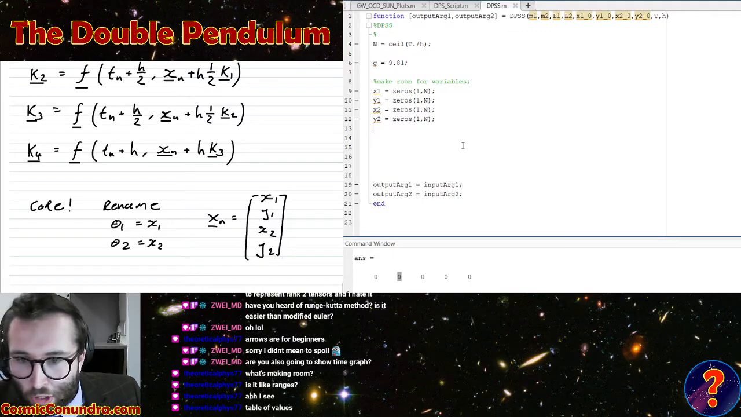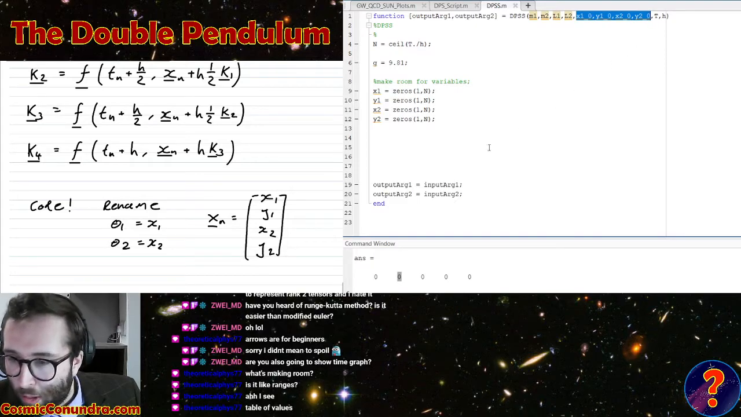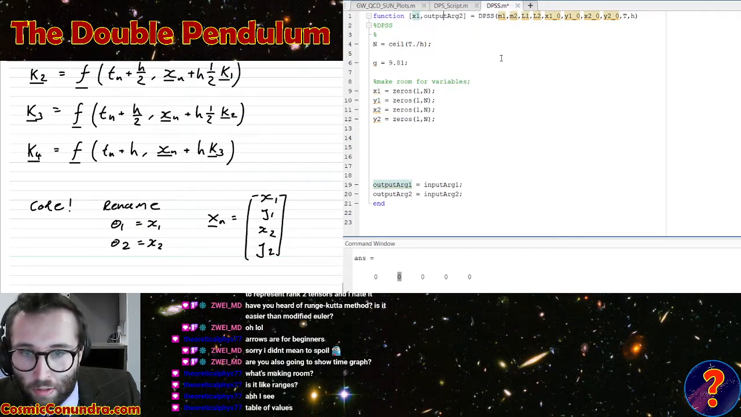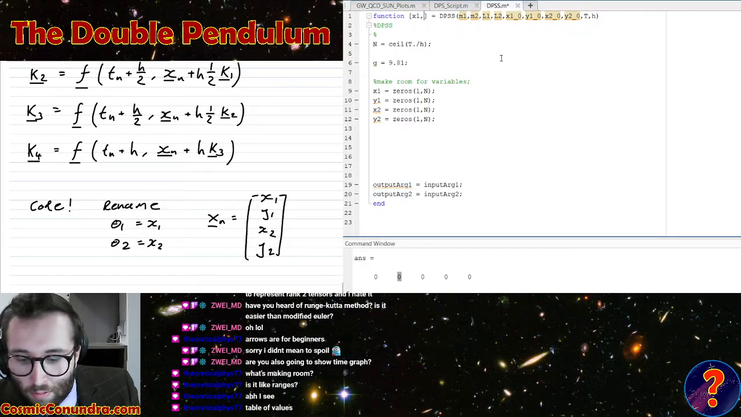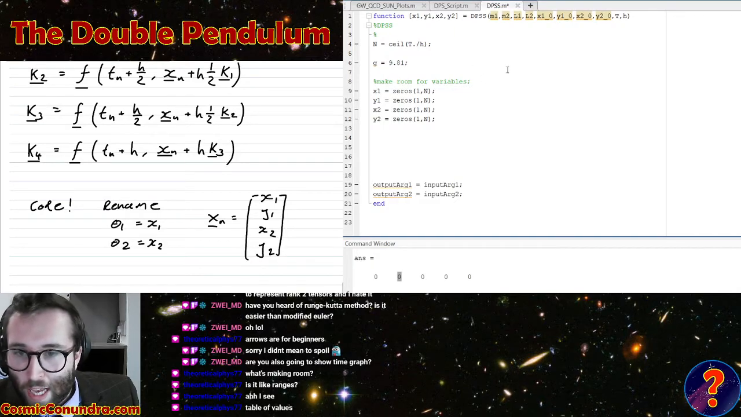Right. So we also need initial conditions. Our initial conditions appear as variable inputs into our function. But our variable outputs are, well, that's an important thing we haven't specified yet. Our variable outputs are x, x1, y1, x2, y2. This is what our function should spit out. It should spit out a table of values for what the value of theta1 is at every time, what the value of theta1 dot is at every time, and likewise theta2 and theta2 dot at every time. So these are our outputs.